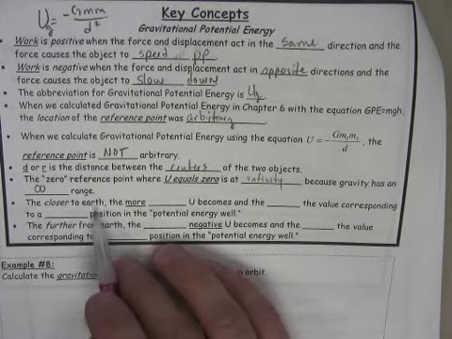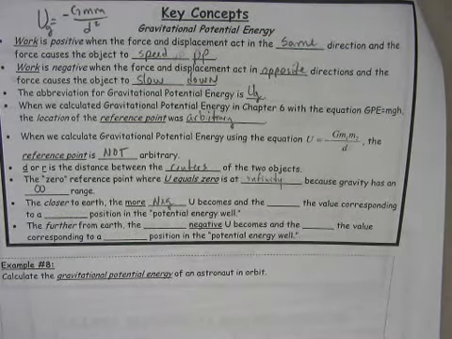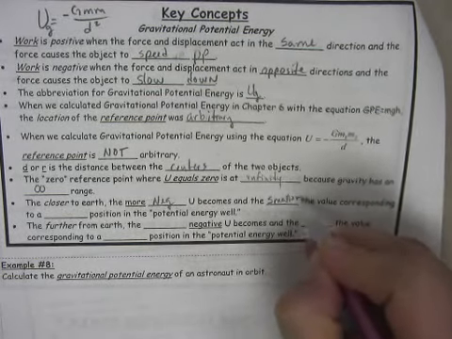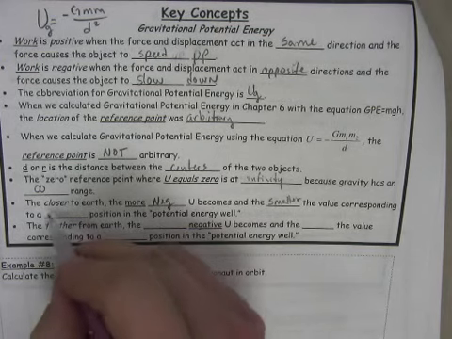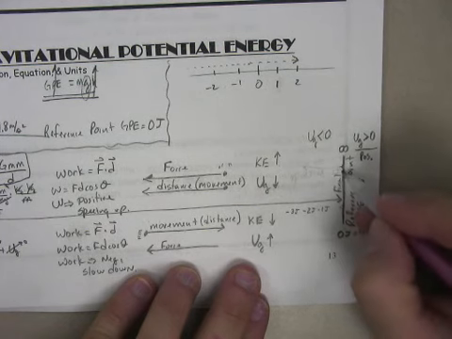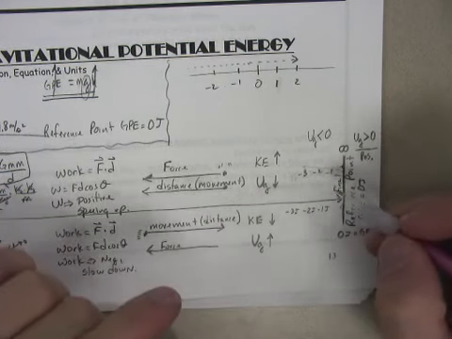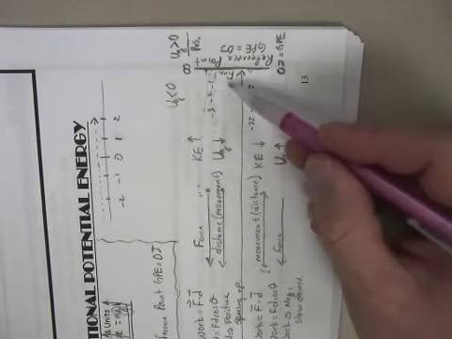The closer to Earth, so as we get closer and closer to the Earth, the more negative U becomes, and the smaller the value, corresponding to a lower position in a potential energy well. What does that mean? Well, as you move this way, you go from 0 to negative 1 to negative 2 to negative 3. You get smaller and smaller negative numbers, which means the value becomes smaller and smaller, which means you get further and further into a potential energy well. It takes a lot of work then to pull you out of that well.